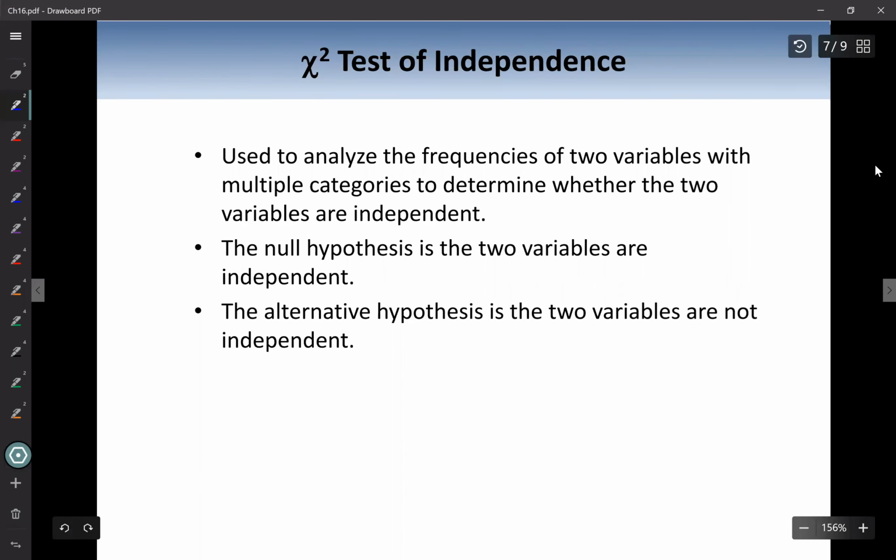The chi-square test of independence. We use this test to analyze the frequencies of two variables with multiple categories to determine whether the two variables are independent or not. The null hypothesis is that the two variables are independent, versus the alternative hypothesis that the two variables are not independent. If we reject the null hypothesis, that means the two variables are not independent.